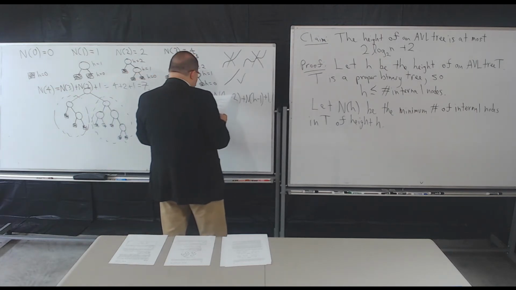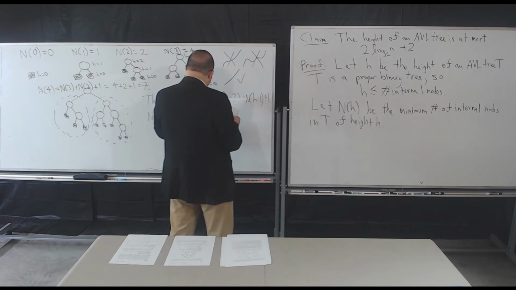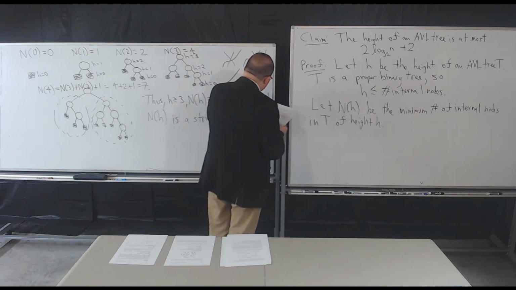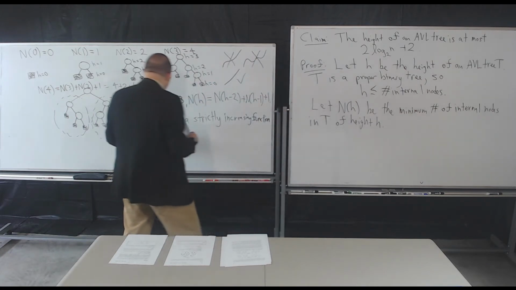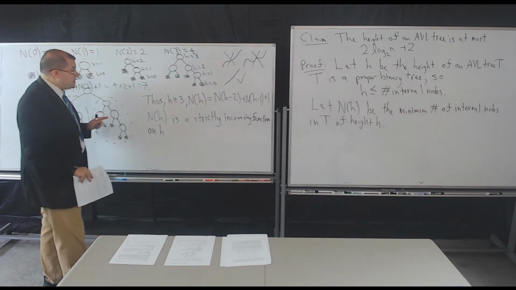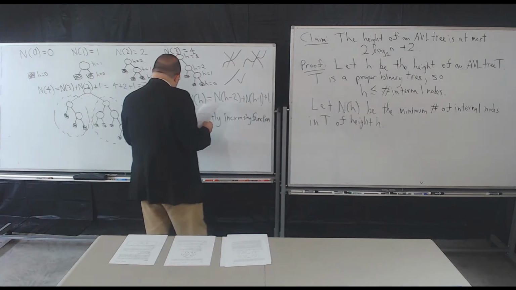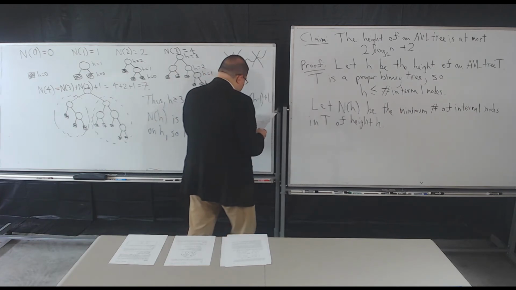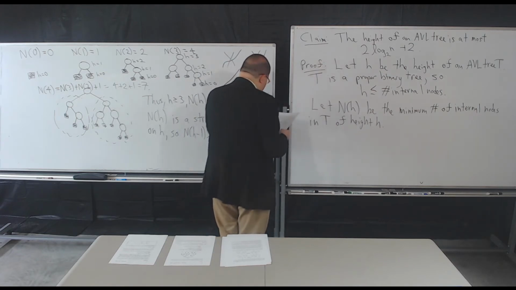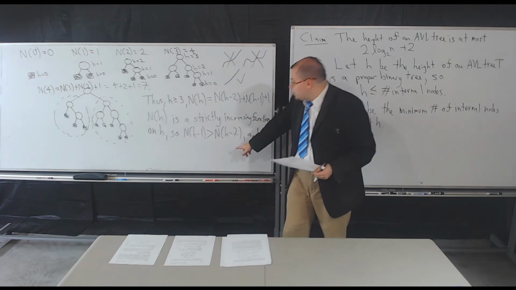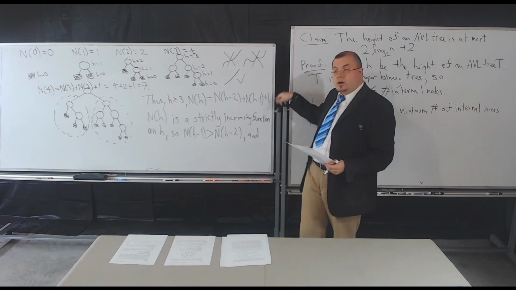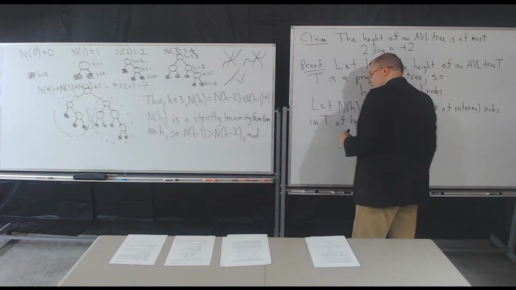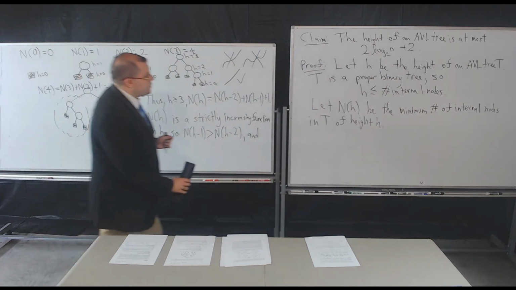So we're going to use this property of this function. It's a strictly increasing function. So n of h is a strictly increasing function on h. What can I say about this? n of h minus 1 must be strictly bigger than n of h minus 2. That's the big property I'm using here. Now I have this relationship. The strict part means it's a strict inequality. I'm going to use this to come up with a nice relationship between n of h and h.